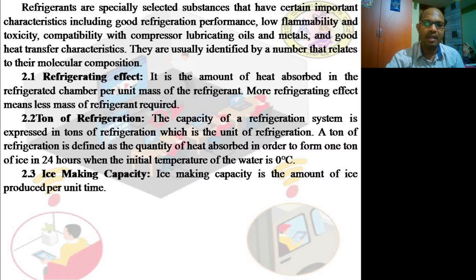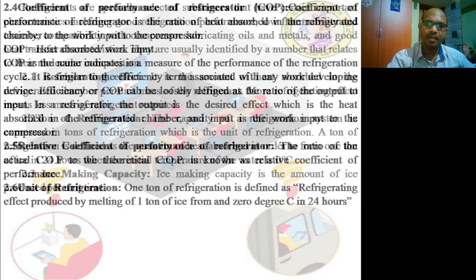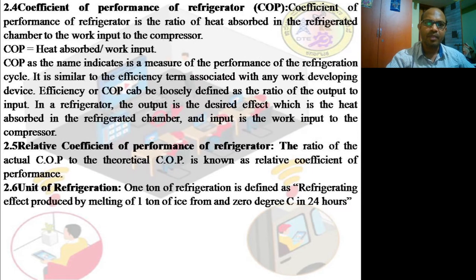Then what do you mean by ice making capacity? Ice making capacity is the amount of ice produced per unit time. And one of the important factors is the coefficient of performance of the refrigerator. Basically, the coefficient of performance of a refrigerator is the ratio of heat absorbed in the refrigerated chamber to the work input to the compressor. Is that clear?